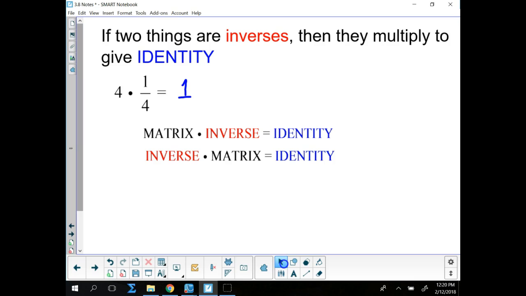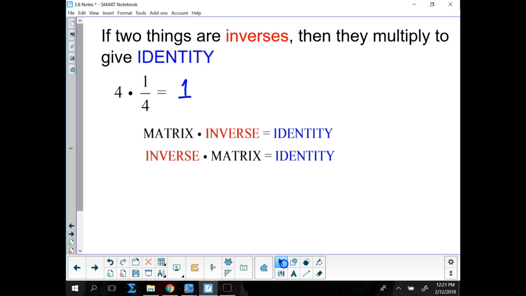Or if I have an inverse times the matrix, that will also give me the identity. This is the other case that I was talking about earlier, when order doesn't matter. But the matrix has to have an inverse.